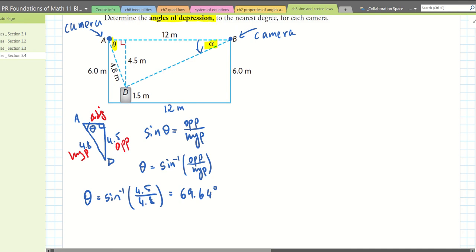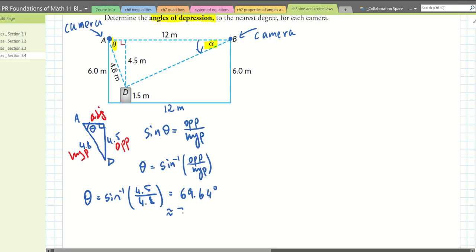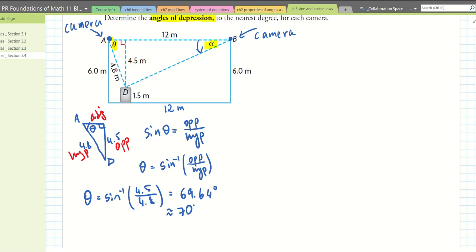Okay, so let's take a look at this diagram again here. Now we know theta is 69.64. Now we can round this later to 70 degrees to the nearest degree, but for now we can leave it in case we need to use this value for another step. I can write down here that this is going to be 70 degrees when rounded. So let's take a look how we can find alpha here. So alpha again is going to be this angle of depression.